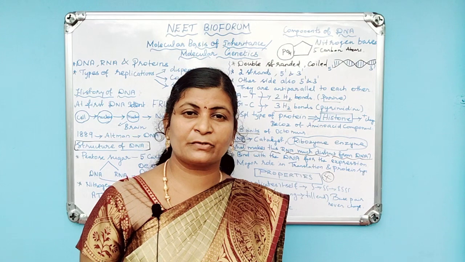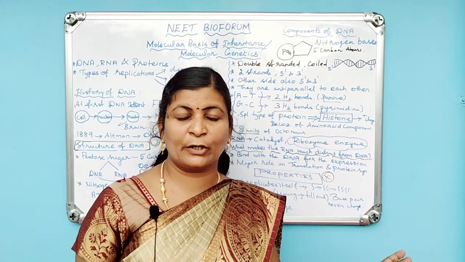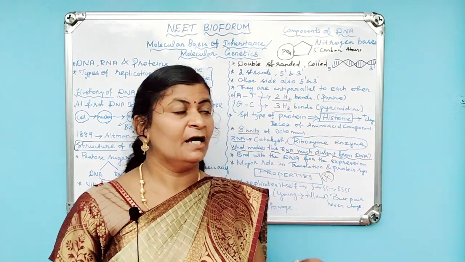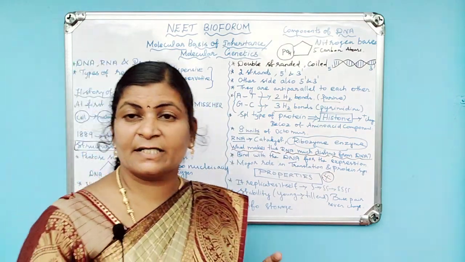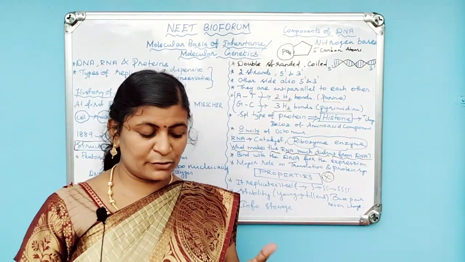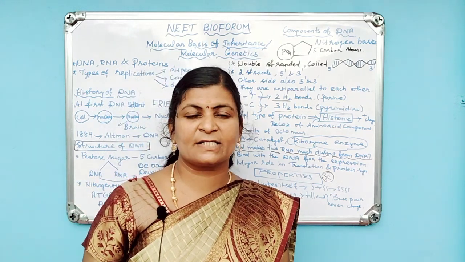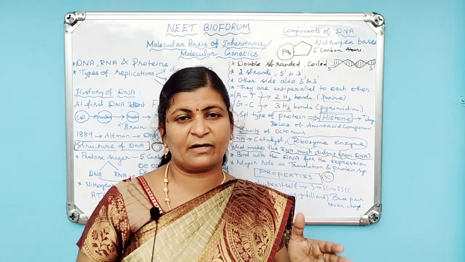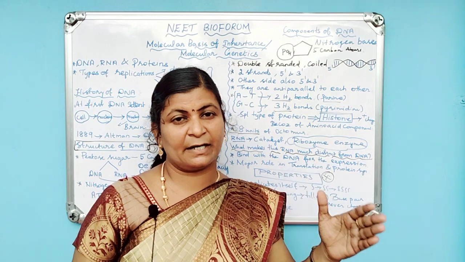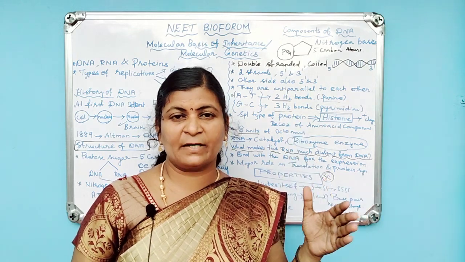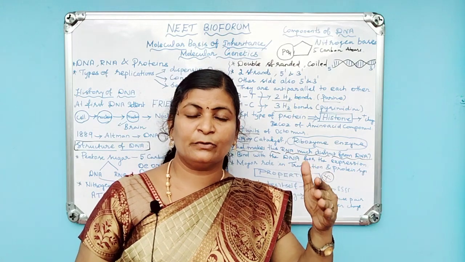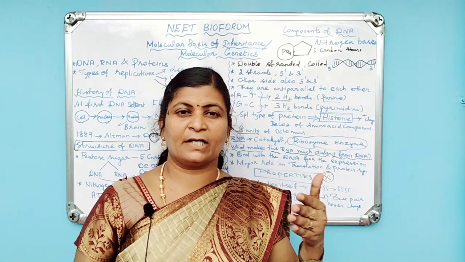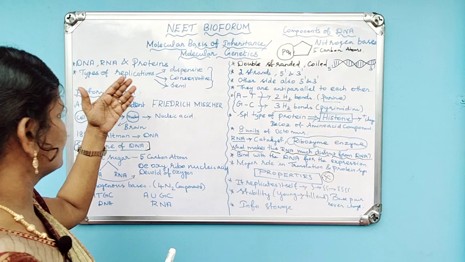Today we are going to discuss the chapter Molecular Basis of Inheritance, or Molecular Genetics. In this chapter we will discuss the components of DNA, the molecules of DNA. That's why this chapter is known as Molecular Basis of Inheritance. This chapter is related to DNA, RNA and proteins. Let us see them one by one.